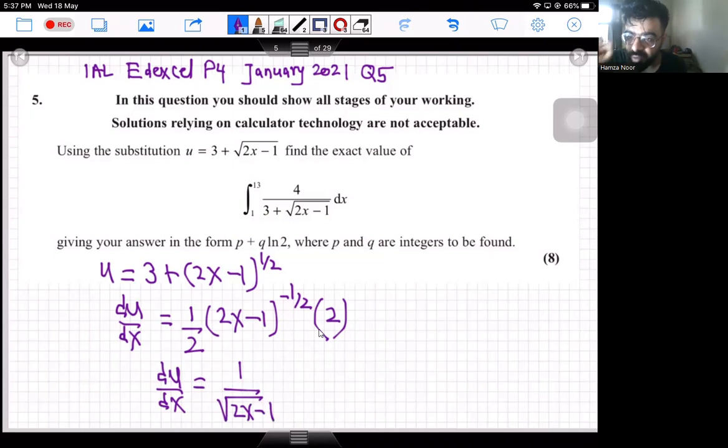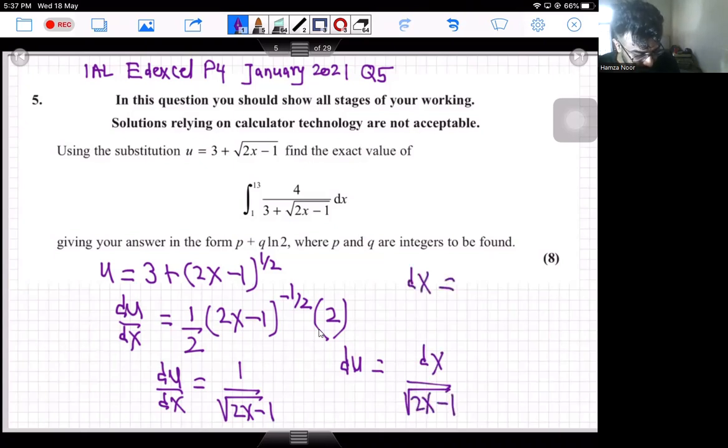Now, after this step, you need to make dx the subject of the equation. So du equals dx upon the square root of 2x minus 1, and when we make dx the subject, this becomes the square root of 2x minus 1 multiplied by du. As simple as that. Now in place of dx, we can write the square root of 2x minus 1 multiplied by du.